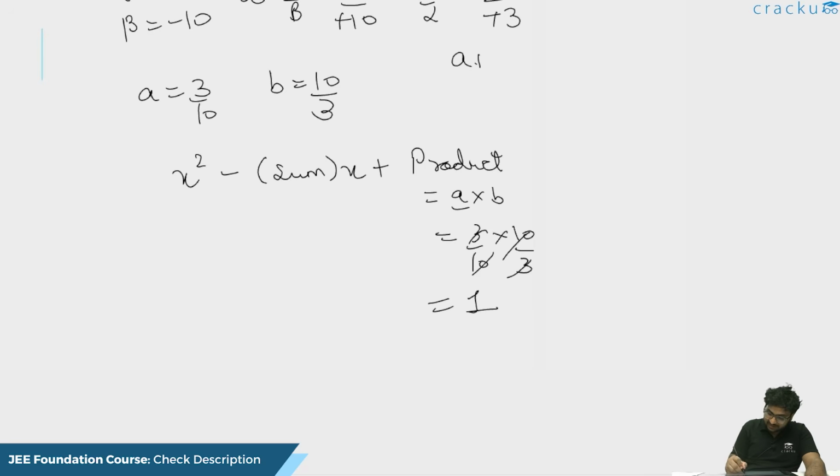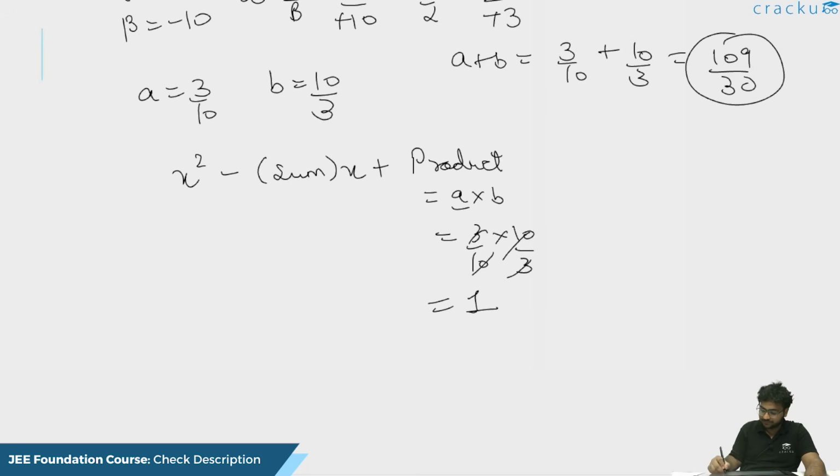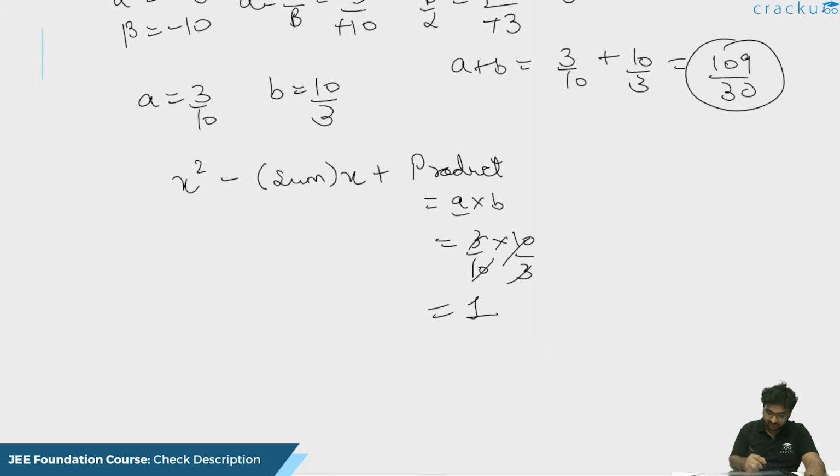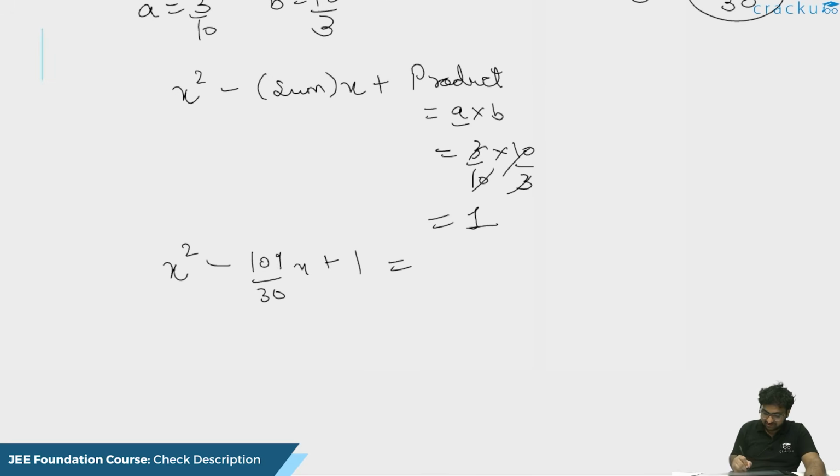What is the sum of the roots? A plus B will be equal to 3 by 10 plus 10 by 3. So 3 3s are 9, 9 plus 10 10s are 100. So 109 by 30. So we get the sum as 109 by 30. So the equation would be x square minus 109 by 30 x plus 1. So this will be the equation.